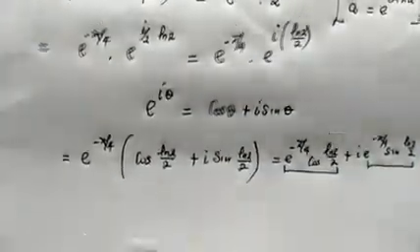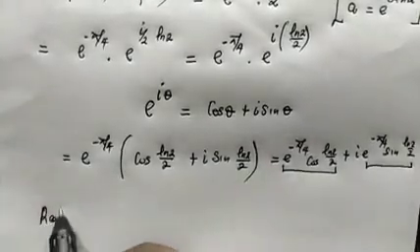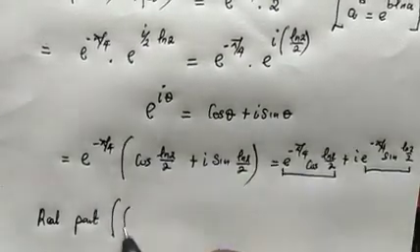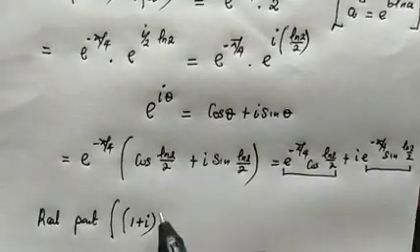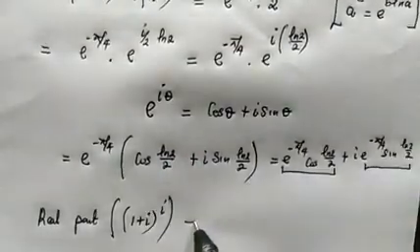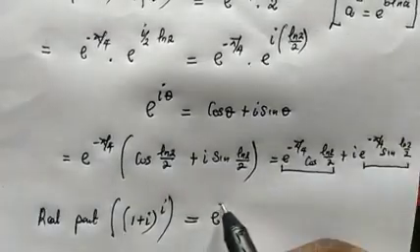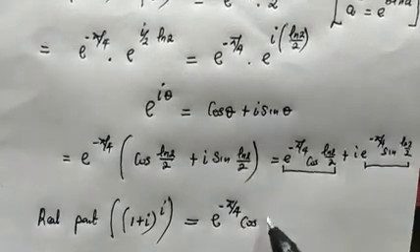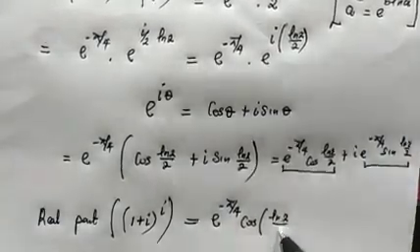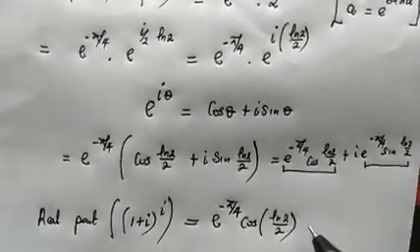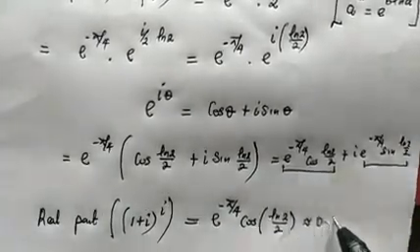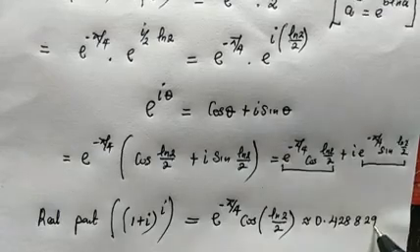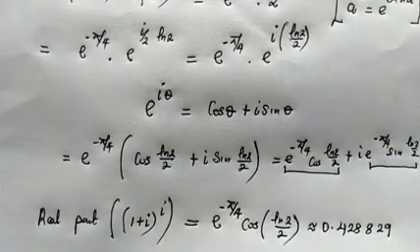So therefore we can say the real part of (1 + i)^i is equal to e^(-pi/4) times cosine of (ln 2)/2, right? Which is approximately equal to 0.428829.